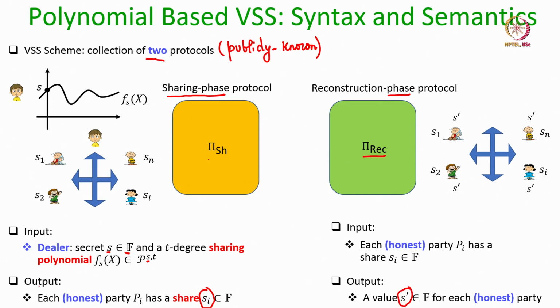I stress here that when I am saying the output for the sharing phase and for the reconstruction phase, I am focusing only on the output for the honest parties, because we do not care what the corrupt parties output at the end of the sharing phase and the reconstruction phase. Since they are not going to listen to the protocol instructions, they may output whatever they feel like. It is only the honest parties who will stick to the protocol instructions of Pi sub Sh and Pi sub Rec, and that is why we characterize what is required from the output of only the honest parties. Okay. So, that is the syntax and semantics of any polynomial based VSS.